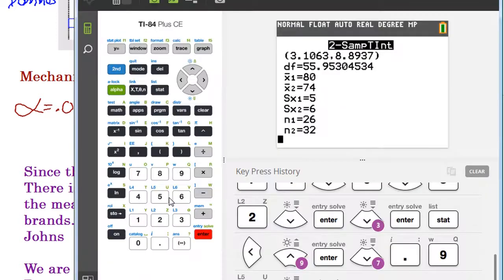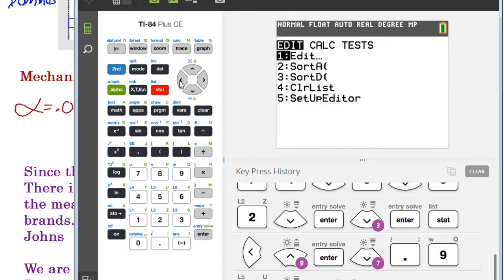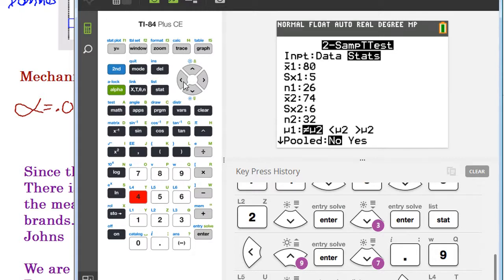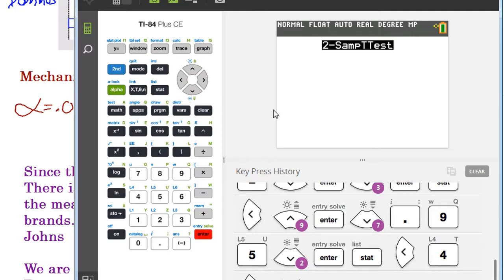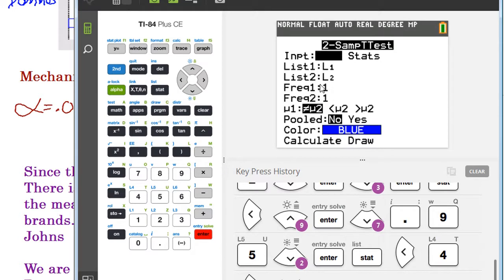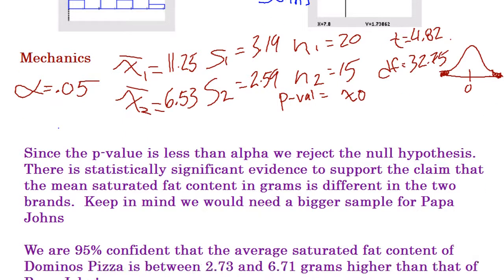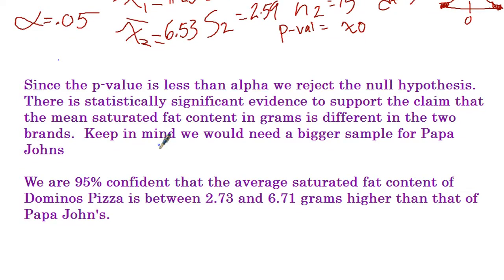Just like before, when we're given the option of data or statistics, you would just switch over to data. And then just say, list 1, list 2. Frequencies, just leave it 1. Pooled again, leave it no, and then just calculate. So yeah, that's about it. Again, same thing, we get a p-value that's very, very small, so we reject the null, there's enough evidence, and so on. You know the drill by now, guys.